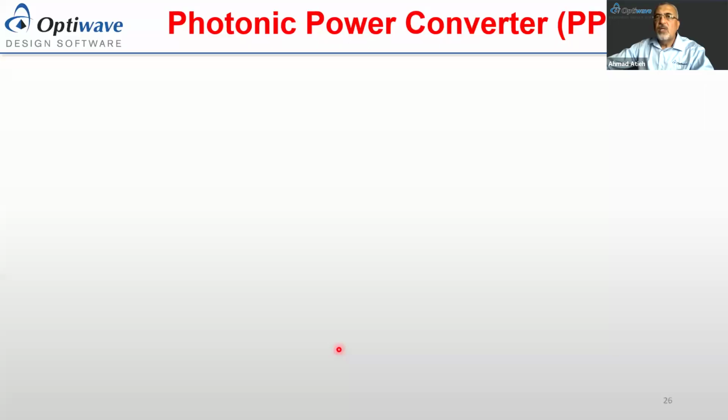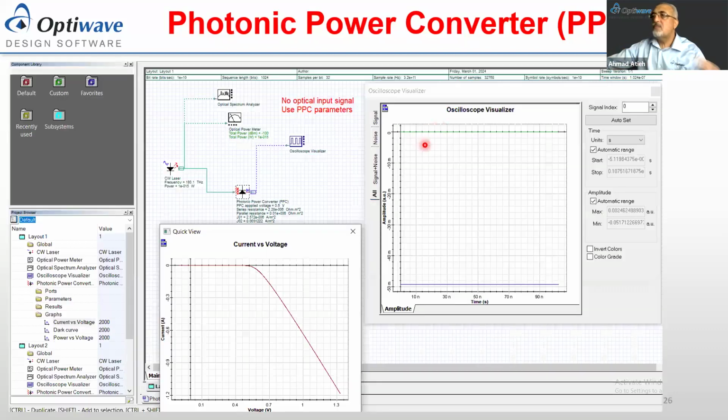Okay, and then next we're going to move into the component here. It's called a photonic power converter. Now, what is this component? This component is similar to a solar cell, but how it operates is you shine laser light onto the surface of the device, and then this component will convert the light of the laser into electricity. Okay. Now, the component can be a single junction or multi-junction.